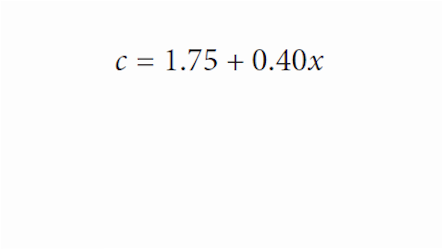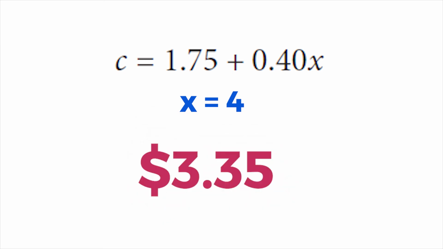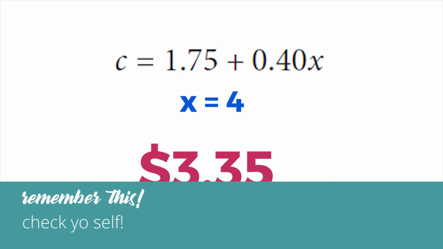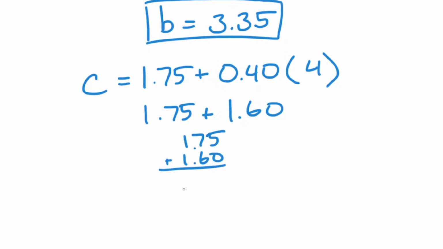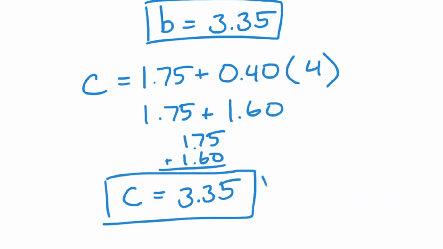Hold up. Let's check our answer by plugging in 4 into C. If we're correct, it should end up equaling 3.35 as well. So we have 0.40 times 4, which equals 1.60. From there, let's go ahead and combine 1.75 and 1.60, and that leaves us with C equaling 3.35. Nice! The prices match, so our answer is correct.